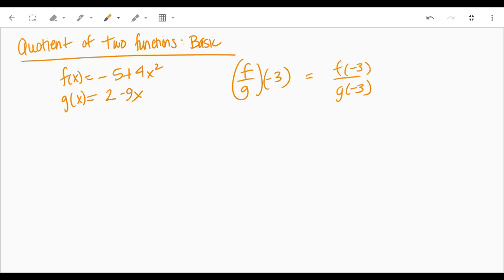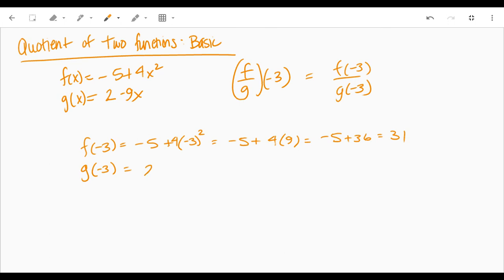But all we do here is then f of negative 3 would be negative 5 plus 4 times negative 3 squared. So negative 5 plus 4 times 9, which would be negative 5 plus 36, which is 31. Okay. g of negative 3 would be 2 minus 9 times negative 3, which would be 2 minus a negative 27. 2 plus 27 is 29. Okay, so our answer here would be 31 over 29.